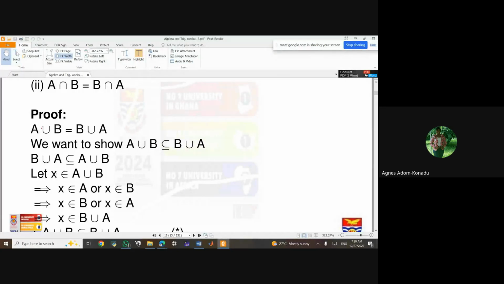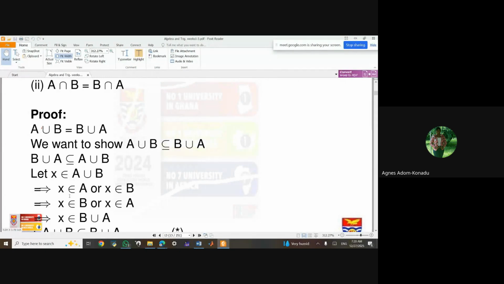So let X be in A union B. We'll have an element which is in A union B. We want to prove that that element is also in B union A. So let X be in A union B. This implies that X is in A or B. Last week I told you that we use OR for union. So if X is in A union B, it means that X is in A or X is in B.